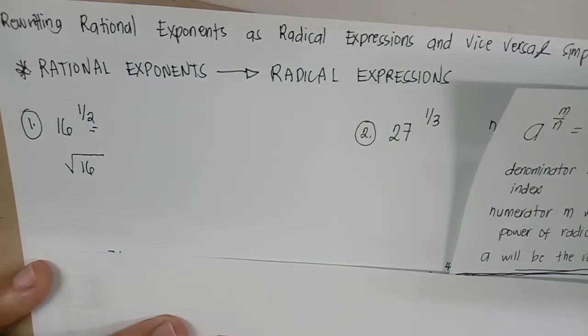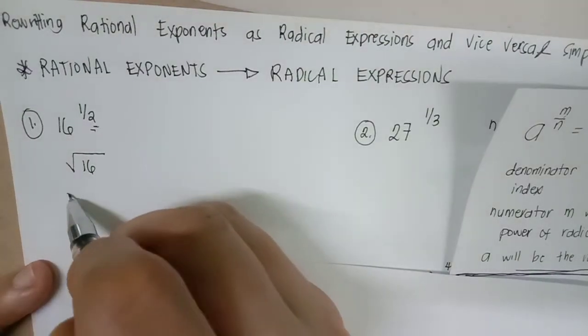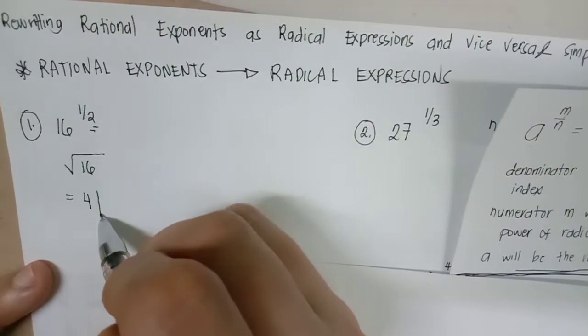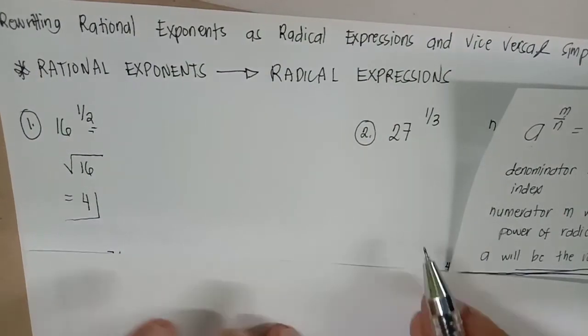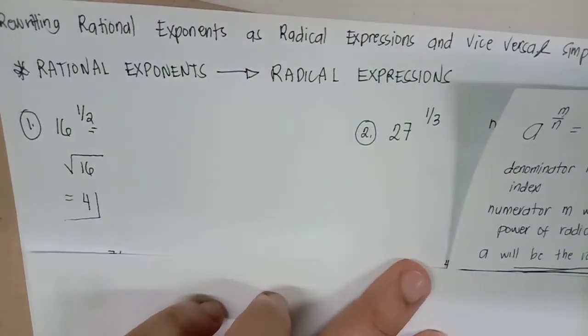Then, pwede pa po natin siyang i-simplify. So, i-simplify lang po natin. Square root of 16 will be, very good, that is 4. So, the answer for this one is 4. Alright? Next, punta po tayo sa number 2.